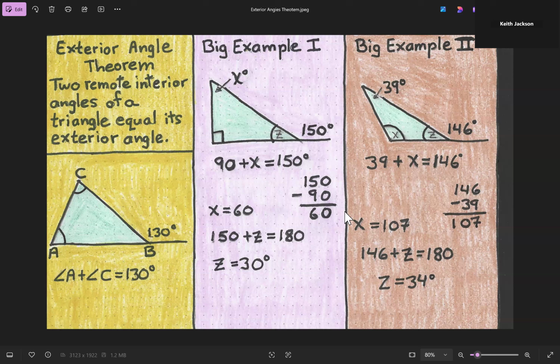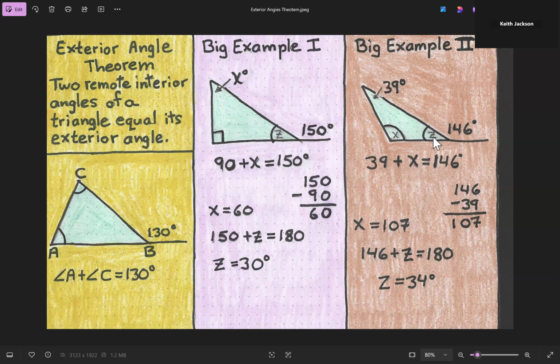Now let's move on to big example 2 and find out what we can do right here. We have our exterior angle at 146 degrees, and we know that 146 degrees is equal to 39 plus x, and we're going to write that right here like that. So 39 plus x is equal to 146 degrees. And when we subtract 39 degrees from both sides, we will discover that x is equal to 107 degrees that you see right here. And now, how about z?